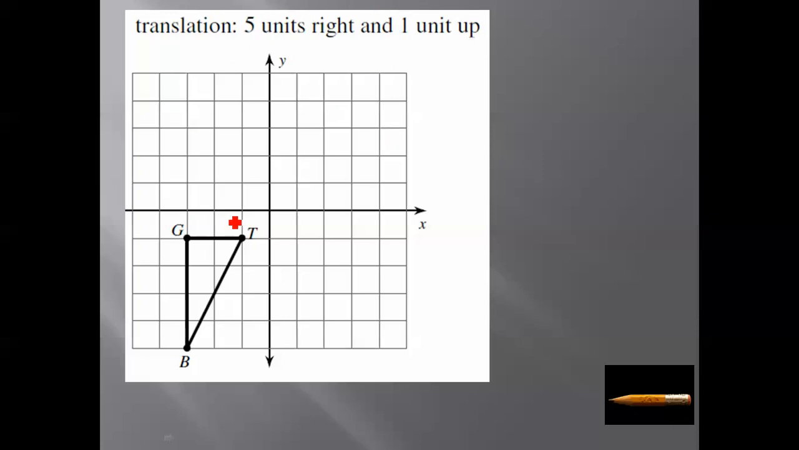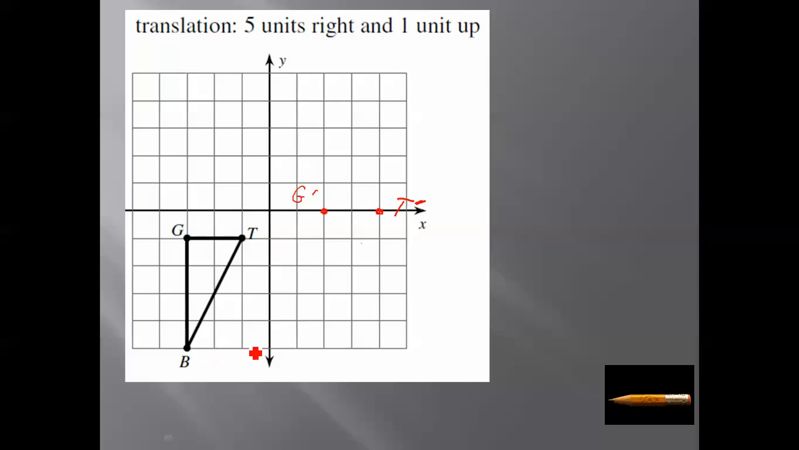Alright, so we want to move this triangle 5 units to the right and 1 unit up. So what we need to do is move every point 5 units to the right and 1 unit up. So if I move this one 1, 2, 3, 4, 5 to the right and 1 up, this becomes T prime. We call it T prime when that's where we've moved it to. Then G is going to move 1, 2, 3, 4, 5 units to the right and 1 unit up. And we're going to call that G prime.